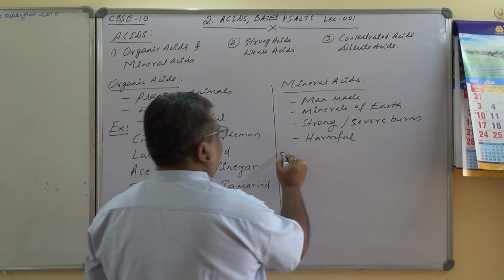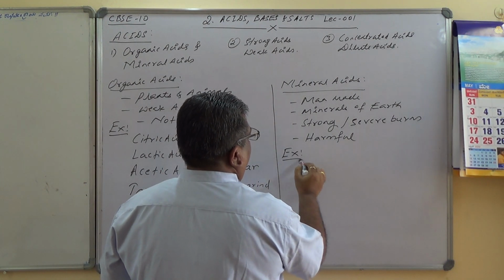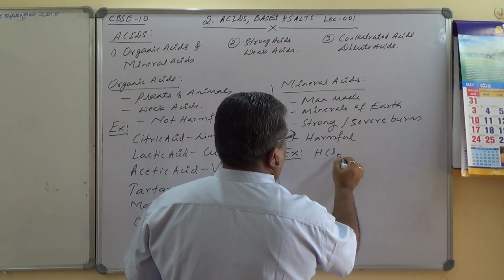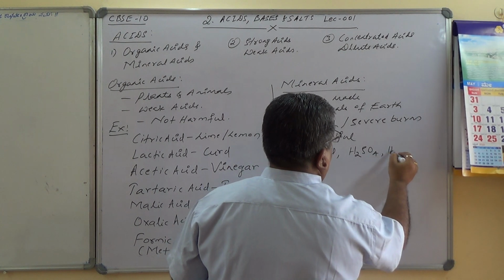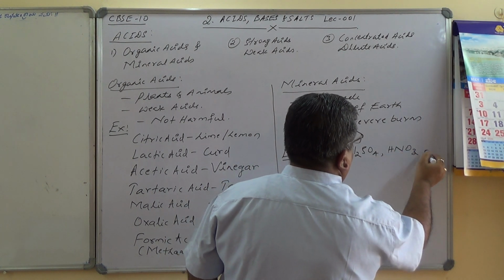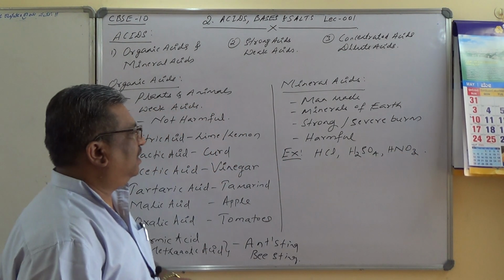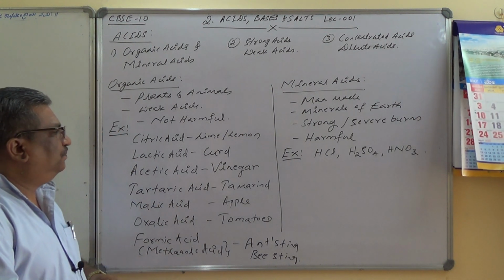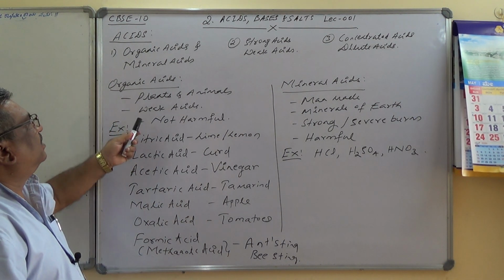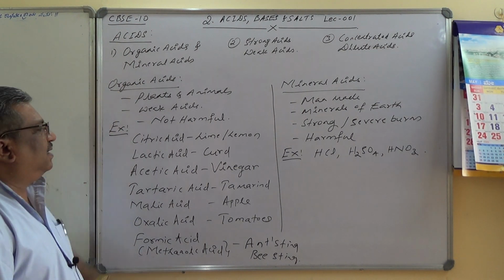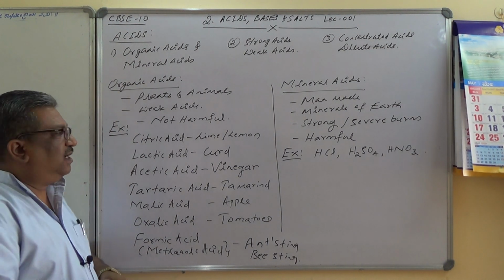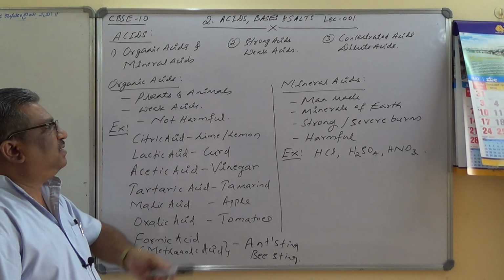So which are the examples of mineral acids? Hydrochloric acid, sulfuric acid, nitric acid, etc. These are the mineral acids. So in one categorization of acids, one type is organic acids and mineral acids. I hope you are able to understand the difference between the organic acids and mineral acids.